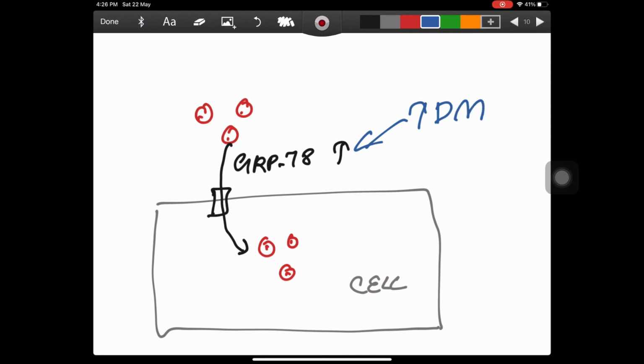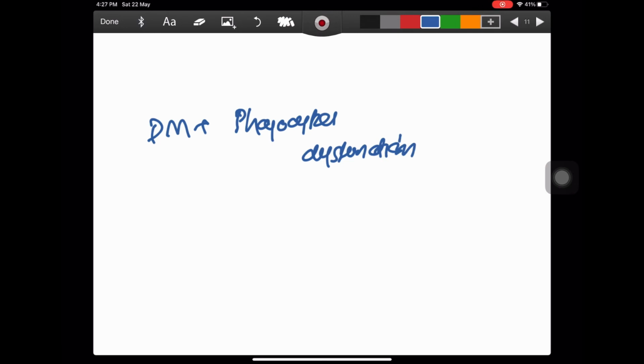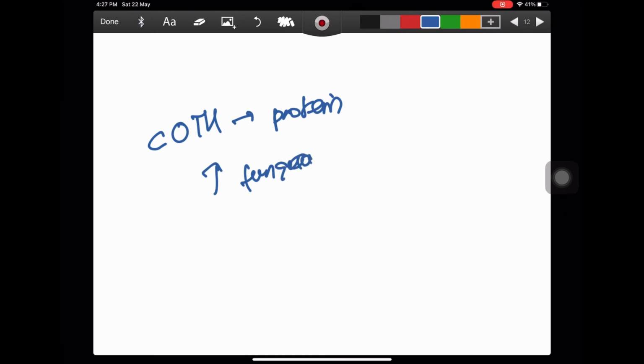So first we saw that it increases the iron sequestration. Now we saw that diabetes increases the cell expression of GRP78, which helps in entering the cell. And diabetes by itself causes phagocyte dysfunction, which we already saw, and which worsens the mucormycosis. So this we have seen. This is the third pathogenesis. Okay, fourth pathogenesis is COTH, which is also a protein which helps in increased fungal growth.